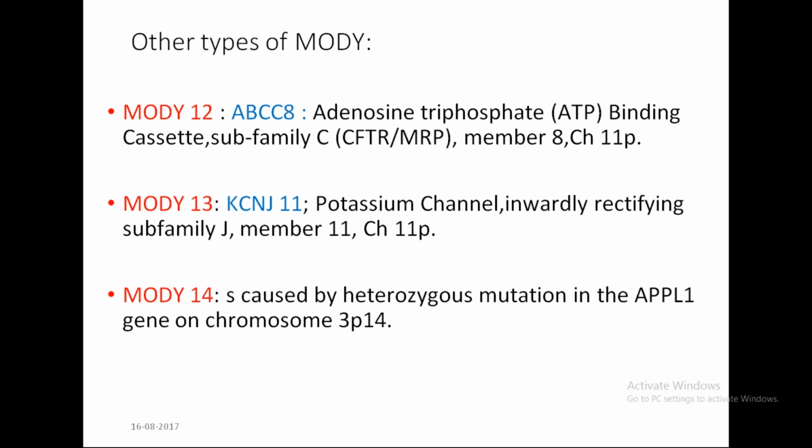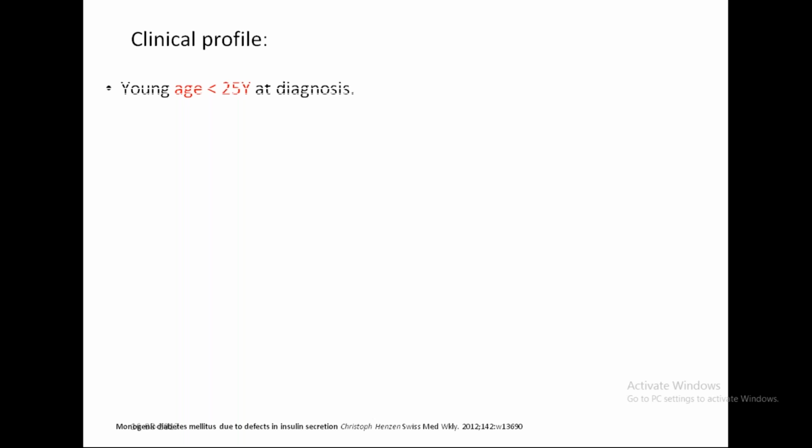MODY 12, where you are seeing the defect in ABCC8 gene, adenosine triphosphate binding cassette subfamily C member 8, chromosome 11p is involved. And MODY 13, KCNJ11, potassium channel inward rectifying currents are involved. And MODY 14 is caused by heterogeneous mutations in APPL1 gene on chromosome 3p14.